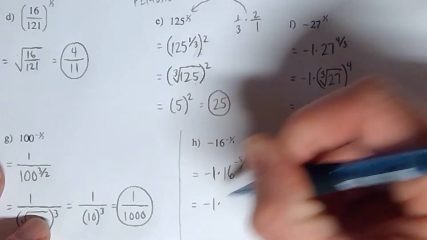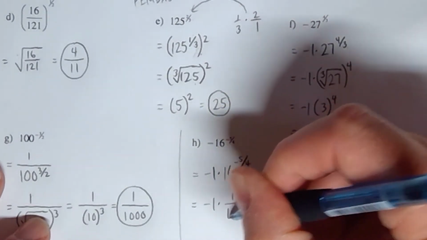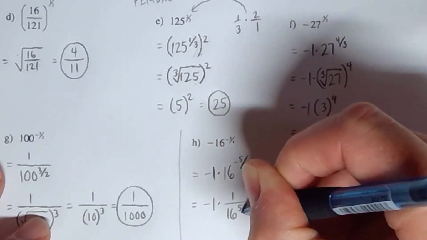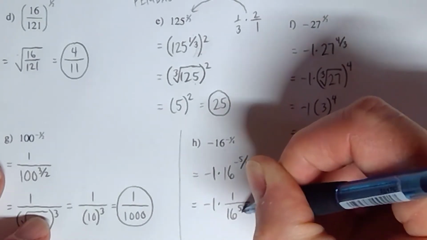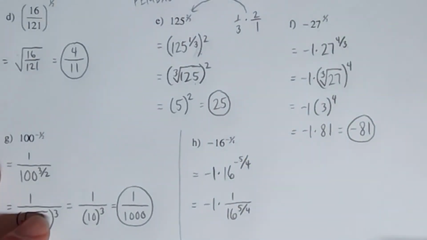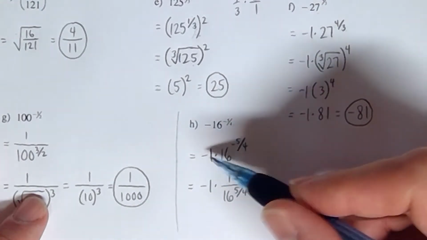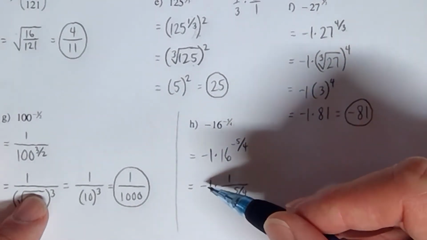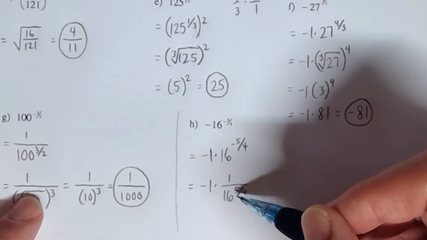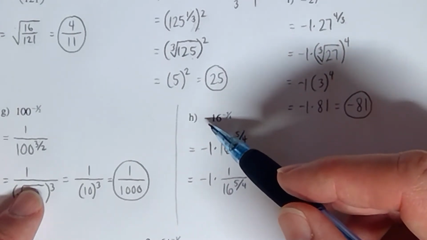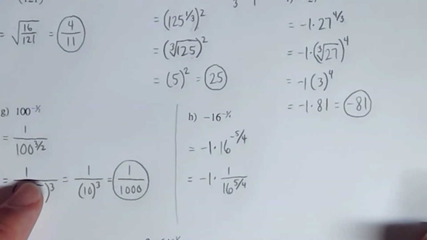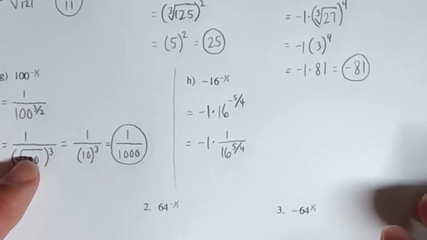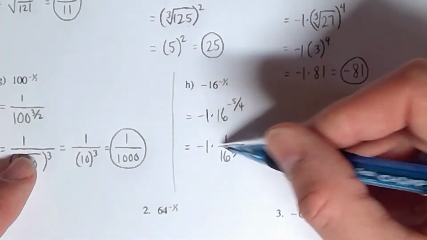The negative exponent is this, isn't it? 1 over 16 to the 5/4 here, okay? So you don't have to write this step. You could just do both things all at once here, when you've got both of those types of negatives, the one in the front and the one in the exponent. Okay. But this is what we need to end up with.